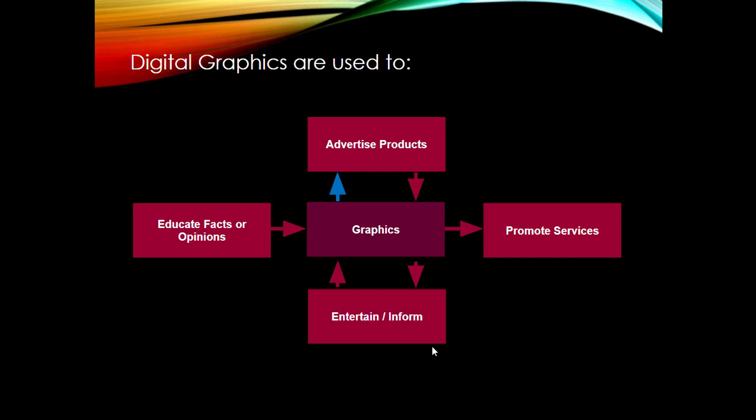Now, entertain would include magazine features, graphics, novels, comics, and any still graphics used in games. Inform would include posters, leaflets, and instructions such as those created for events, new products, or how to use something.